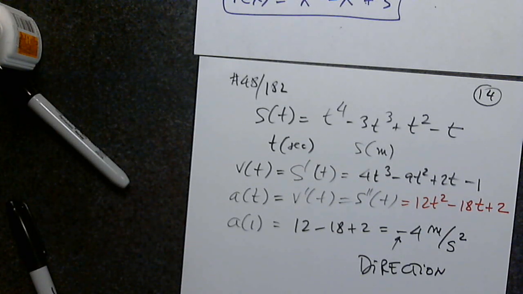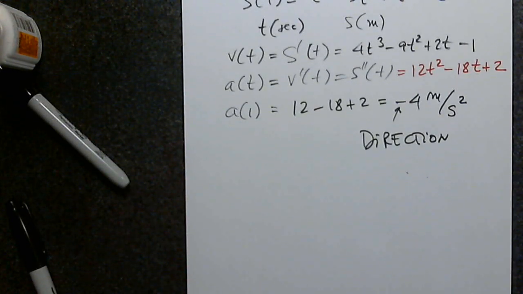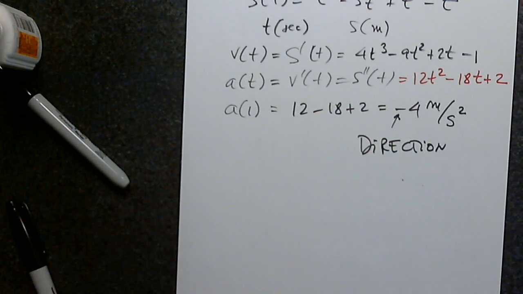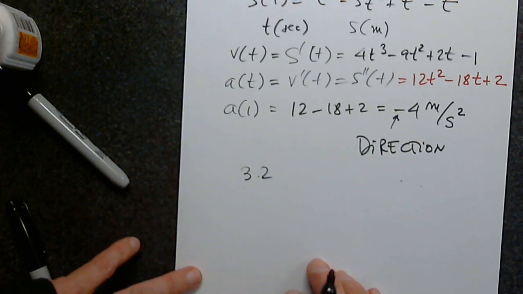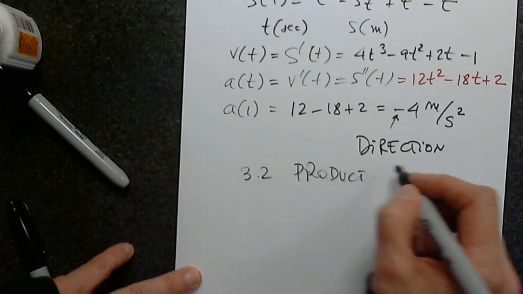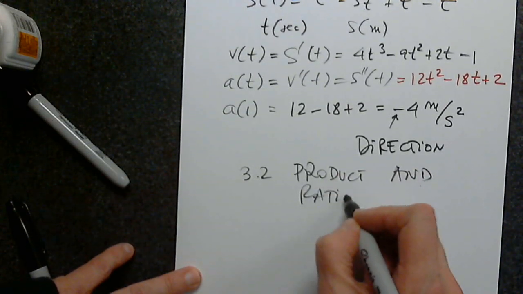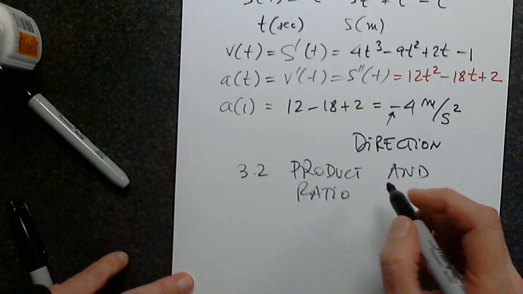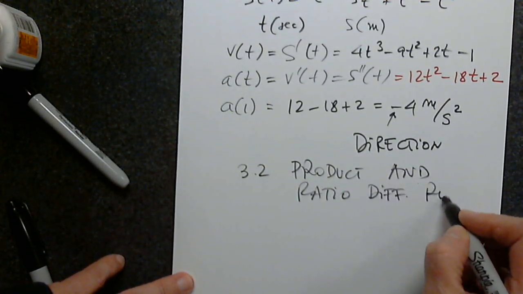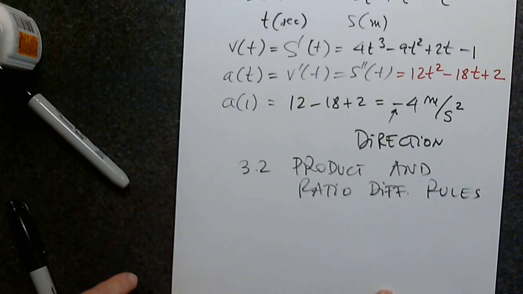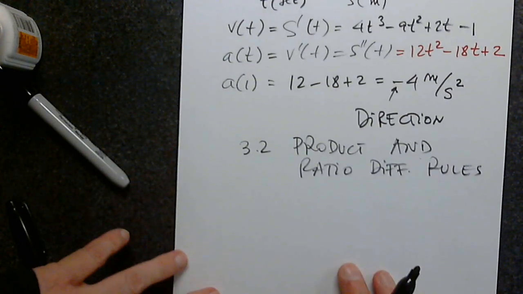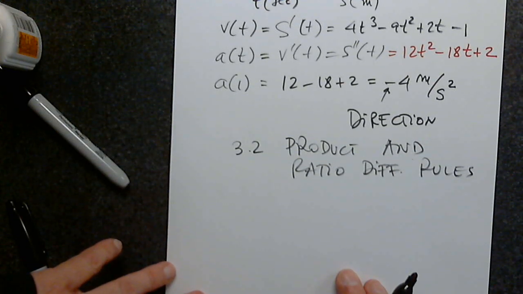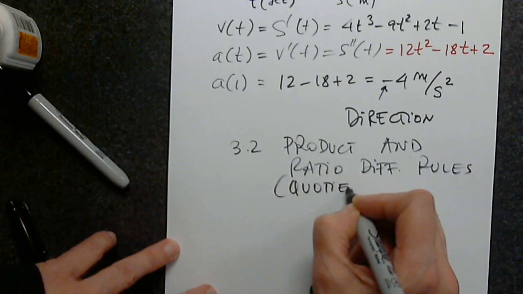Okay, I have 4 minutes left. I'm just going to put 2 definitions up there, and if we have time, we'll practice. If we don't, we don't today. So this is 3.2, the product and ratio rules, differentiation rules, of course. The product is when you multiply, and the ratio is when you divide. Is the ratio the same as the quotient? Yes.